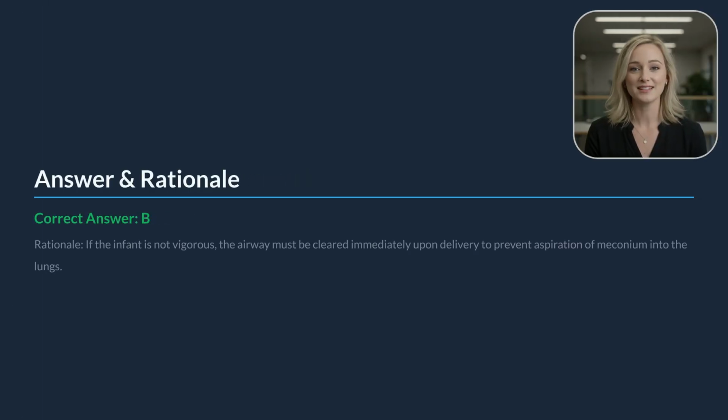What is the priority in the immediate management of a neonate with meconium-stained amniotic fluid? The correct answer is B. If the infant is not vigorous, clearing the airway immediately upon delivery is the priority to prevent aspiration of meconium.